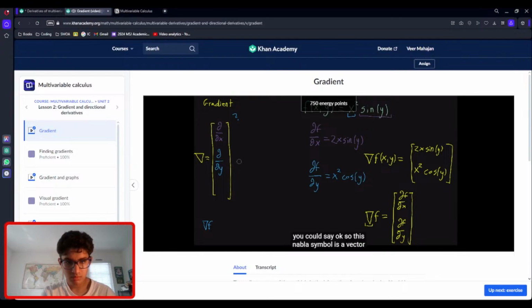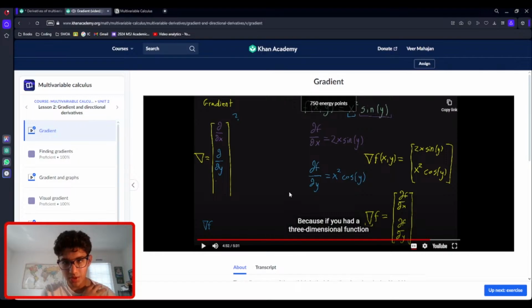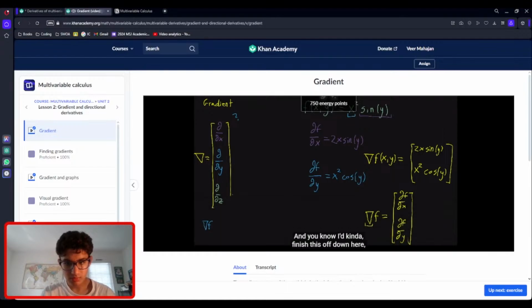One weird thing about it, you could say, okay, this nabla symbol is a vector of partial derivative operators. What's its dimension? The number of dimensions should be the number of inputs in f. If you had a three-dimensional function, you should treat this like it's got three different operators as part of it. And if you had something that was 100-dimensional, it would have 100 different operators in it. And that's fine. It's really just, again, kind of a memory trick.